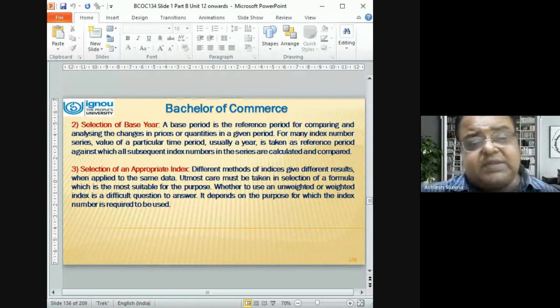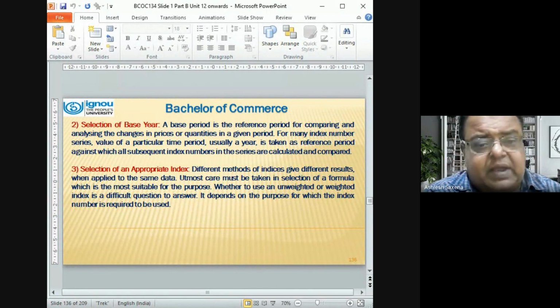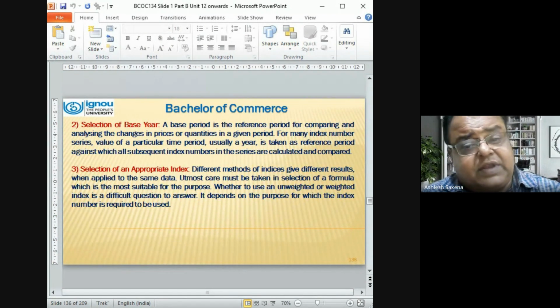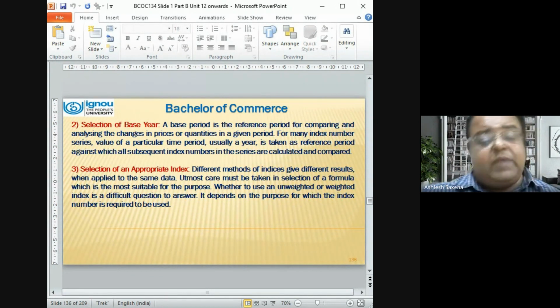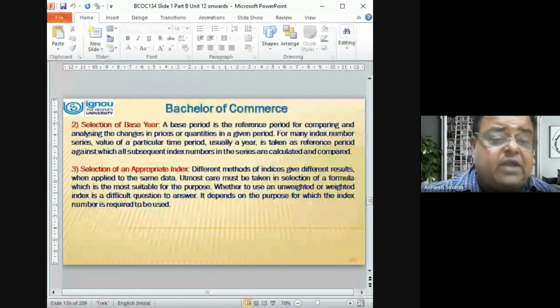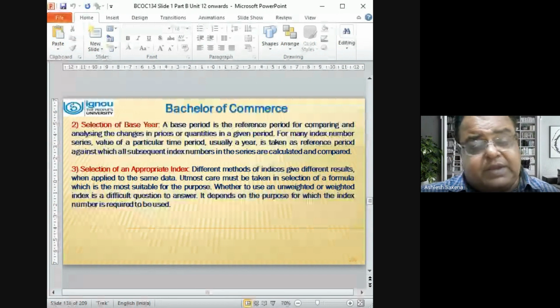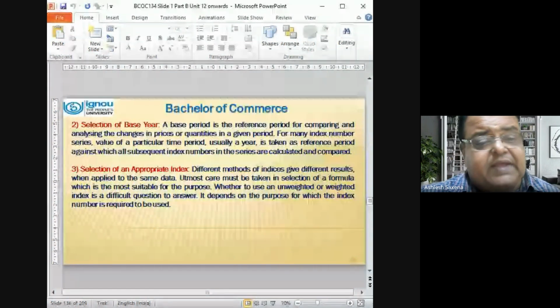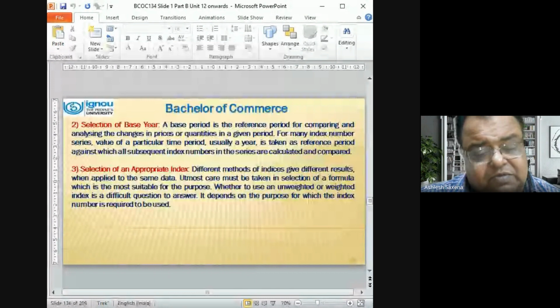The third one is selection of appropriate index. There are different methods, so which method is to be selected? Different methods of indices give different results when applied on the same data. Utmost care has to be taken in selection of a formula which is the most suitable for the purpose, whether to use an unweighted or weighted index. It is a difficult question to answer. It depends on the purpose for which the index number is required to be used.